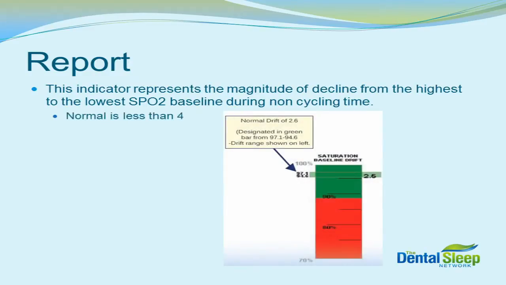A normal baseline drift is 4 or less. Here's an example of a patient with a baseline drift of 2.6, well within the normal limits. So we can see, on average, the patient is not experiencing sleep apneic type of events. Their oxygen is between 97 and 94, well within the normal health range and of no concern.